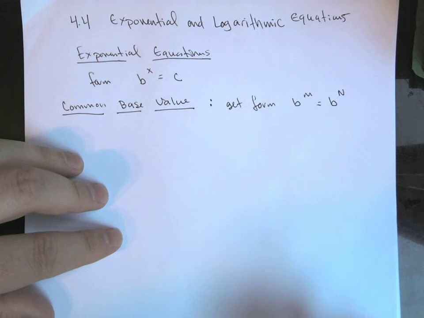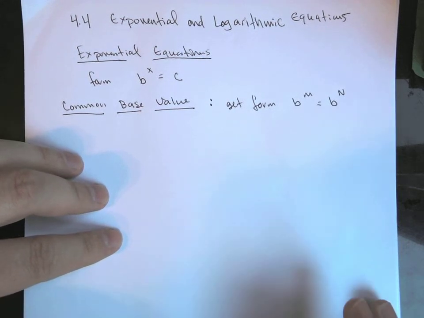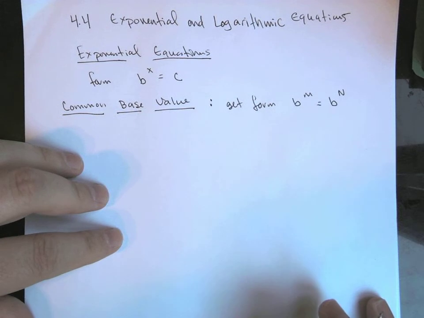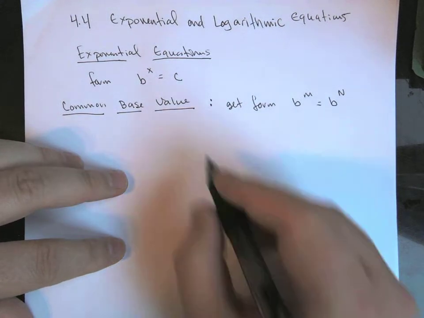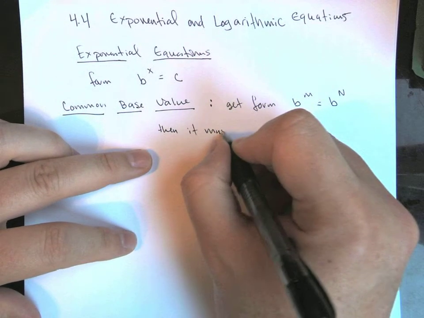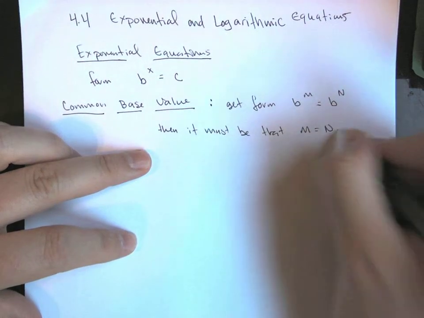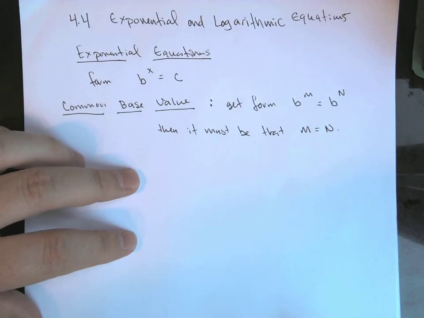So if you have exponentials on both sides of your equation and you can get them rewritten, or if they are initially presented with the same base value, 2 to the something equals 2 to the something, 6 to the something equals 6 to the something, then it follows pretty quickly that the actual exponents themselves are equal to each other. In some sense, you could think of this as canceling out the two base values.